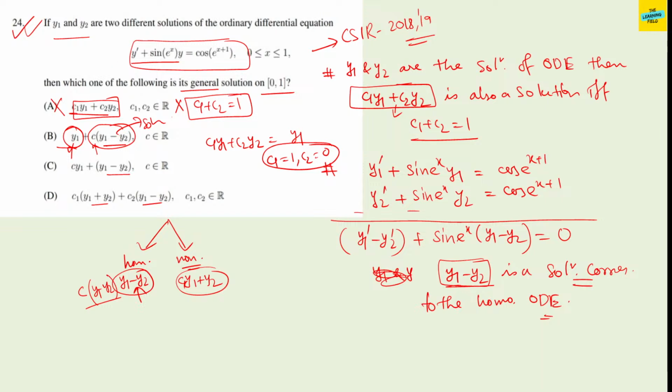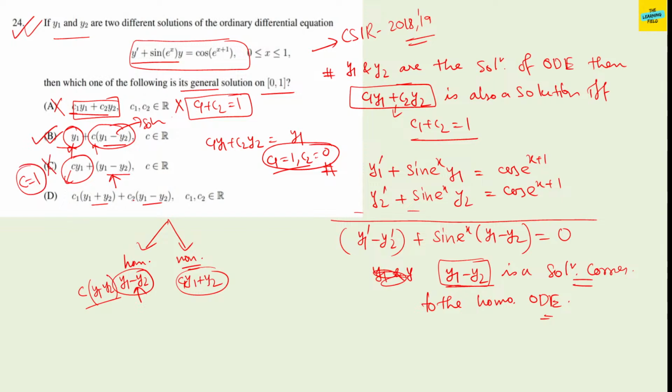Okay, so c1 plus c2 equal to 0. That means this is a solution. Now option C says that y1 minus y2, yes, this is the solution for the homogeneous part, but this c is not always equal to 1. Therefore we can discard this option.